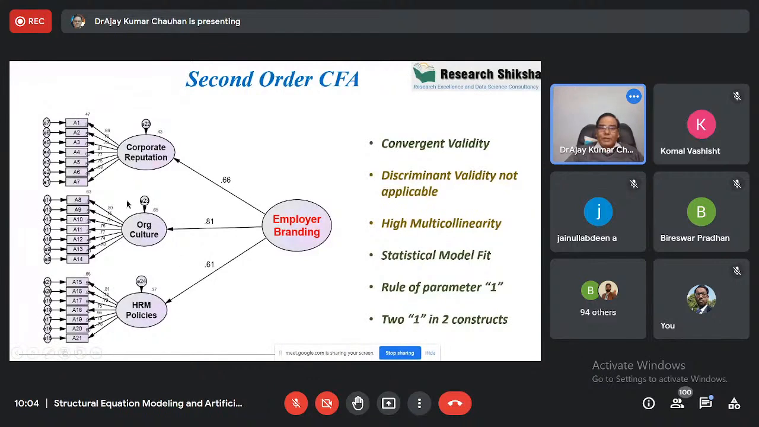So in second order CFA, the construct is represented by 3 zero order constructs, and these zero order constructs are represented by the items. For a second order CFA, convergent validity is applicable, discriminant validity is not applicable, and high multicollinearity is desired. You can see that all the betas should be more than 0.7, at least the average should be more than 0.7. And there is a rule of one, actually this rule is only applicable in AMOS, not in PLS.